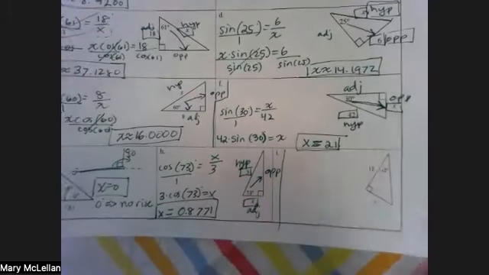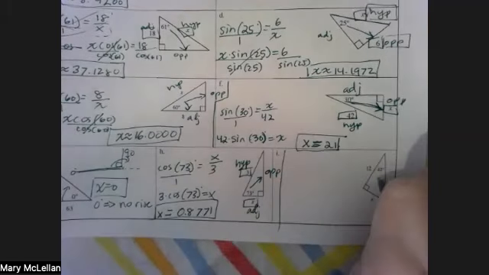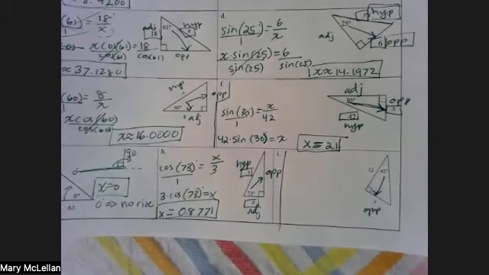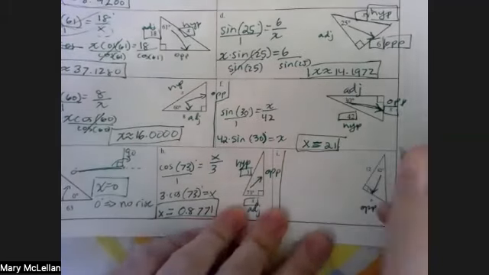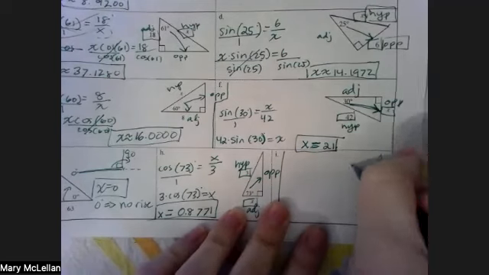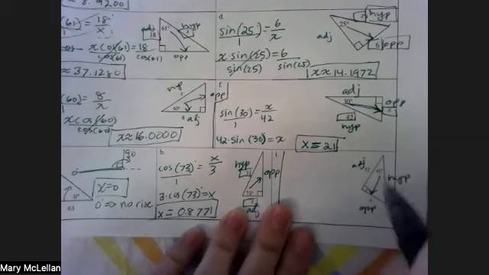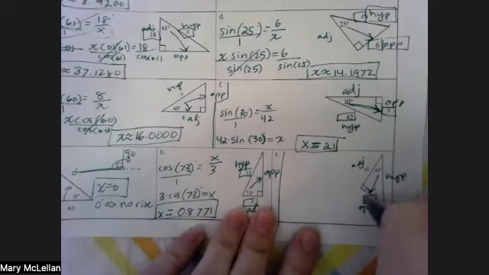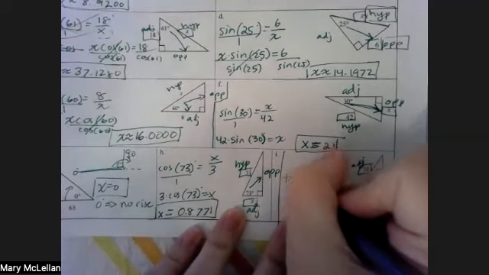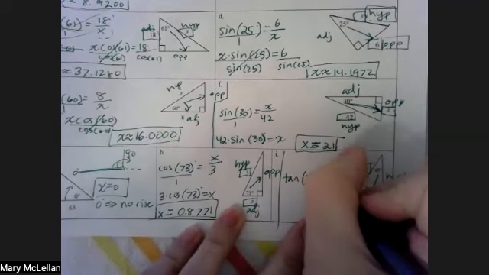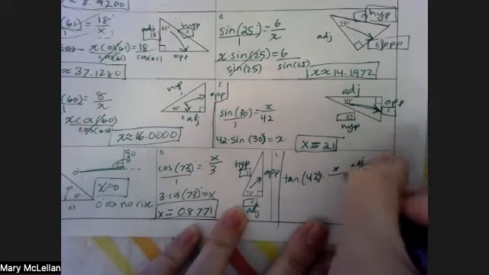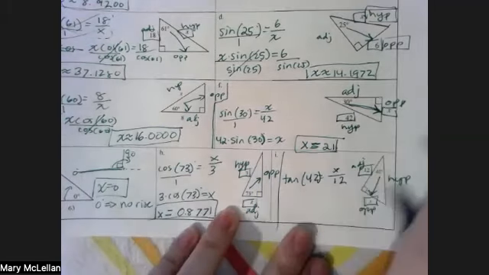All right, part I have 42 degrees. Across from that is the opposite side, which is X. The longest side is the hypotenuse, and adjacent to 42 is 12. Since I'm dealing with my opposite and adjacent side, I'll be using tangent. Tan of 42 degrees is X over 12, opposite over adjacent.